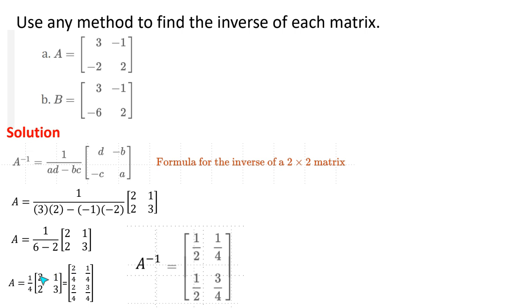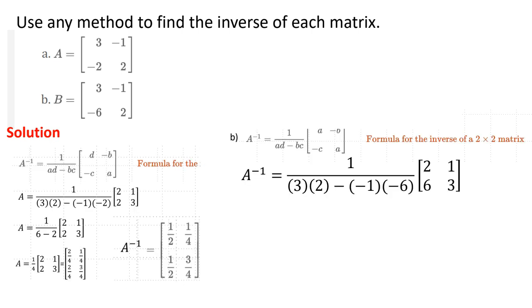So 1/4 times 2 is 2/4. 1/4 times 1 is 1/4. 1/4 times 2 is 2/4. And then 3 times 1/4 is 3/4. So 2/4 I can write as a half. Then I have a fourth, and then a half and a 3/4. So that's your inverse. Letter B.